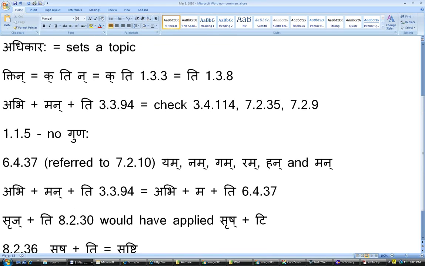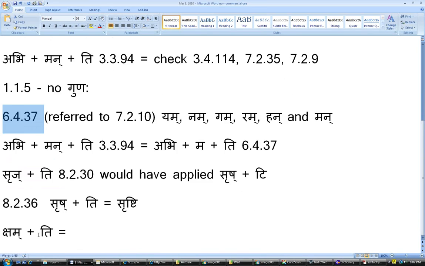Could we have used 6437 here? Because that's talking about some nasal ending dhatus. But remember, only six of them: Yama, Nama, Gama, Rama, Hana, Mana. And also dhatu 1 and the dhatus of the 8th gana. This dhatu is not in that list. So we could not have used that one over here. So then what do we use? But one more rule applies. 6415. Anunasikasya.